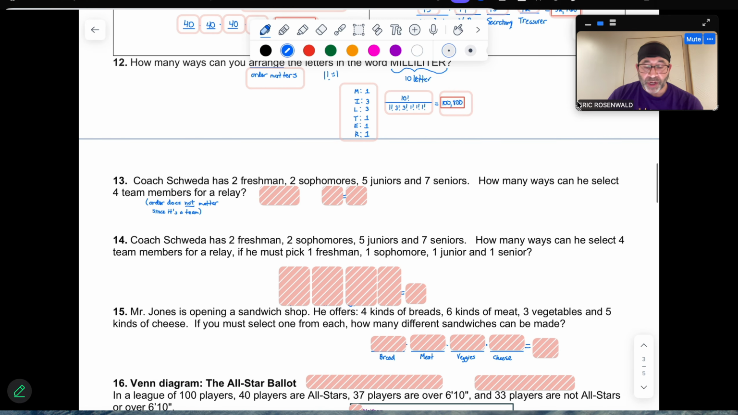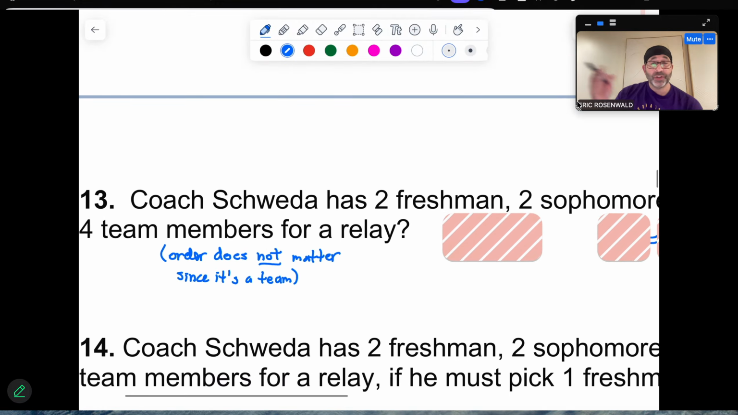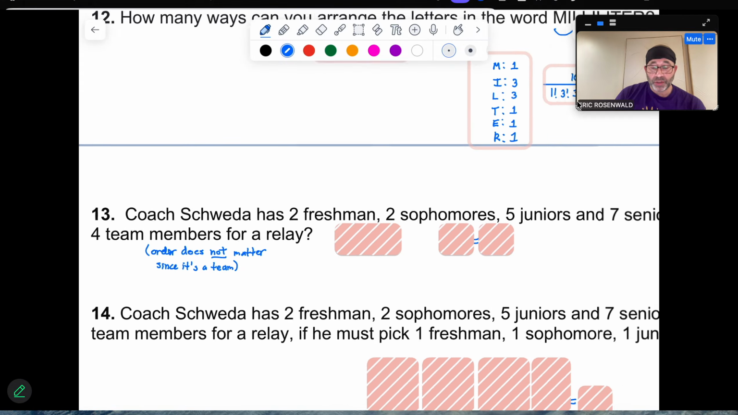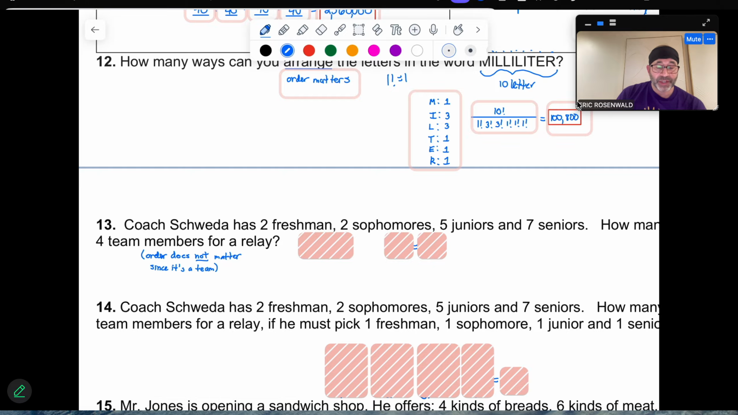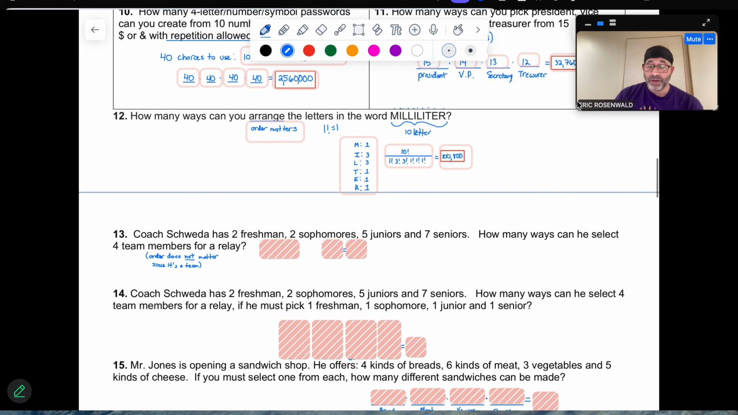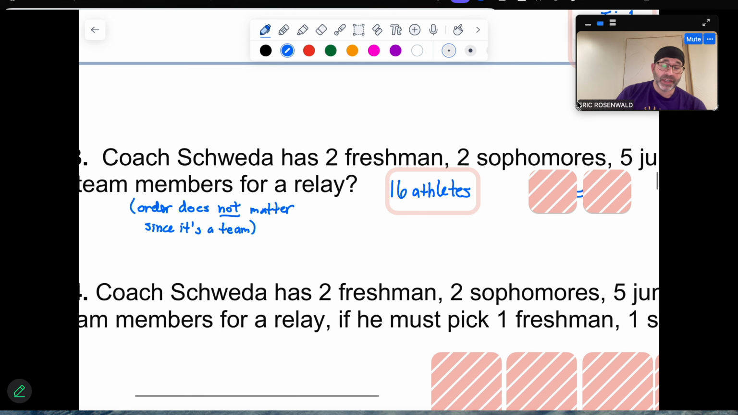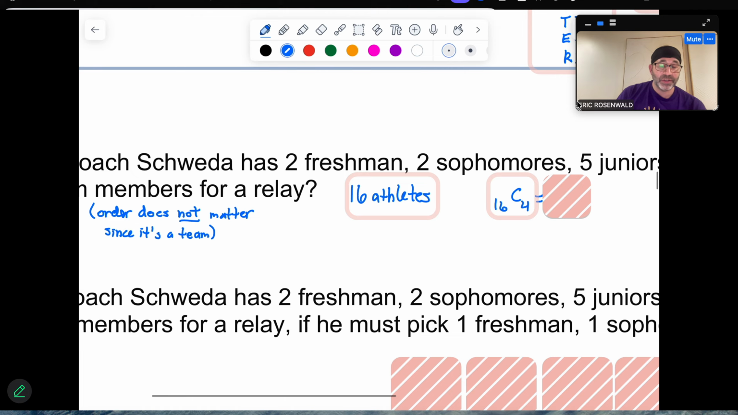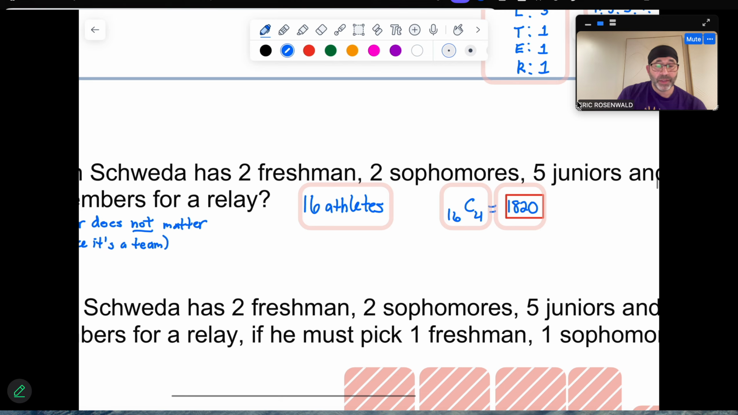Coach Shweta has 2 freshmen, 2 sophomores, 5 juniors, and 7 seniors. How many ways can he select 4 team members for a relay? So he's just choosing from these. He's not saying that the order matters. He's saying, I'm just going to pick 4 kids from this group. Well, when we look at the total here, there are 2, 2, 5, 7. There are a total of 16 kids that I can pick, okay? And there is a 4-team member. So that means I have 16 athletes. I'm going to do 16 choose 4, and there are going to be only 1,820 ways that I can choose a 4-person relay team from those options.